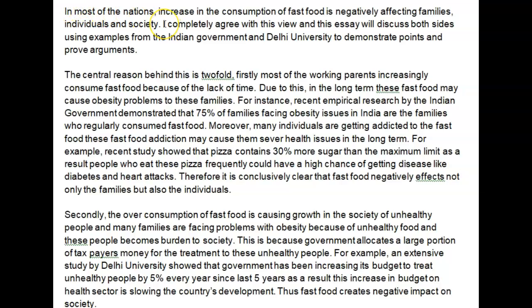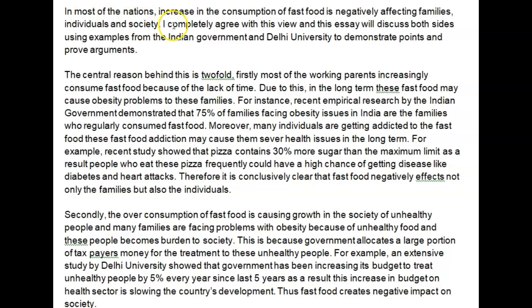In most nations, the increase in the consumption of fast food is negatively affecting families, individuals, and society. I completely agree with this view, and this essay will discuss both sides using examples from the Indian government and Delhi University to demonstrate points and prove arguments. Okay, so now check this out. You didn't present this as something up for debate.